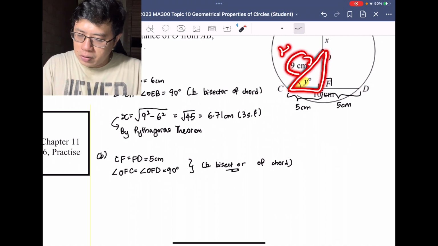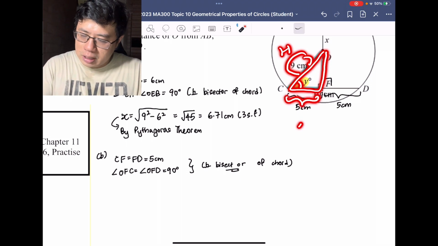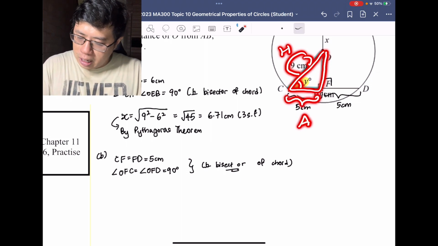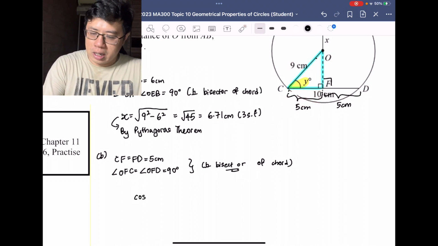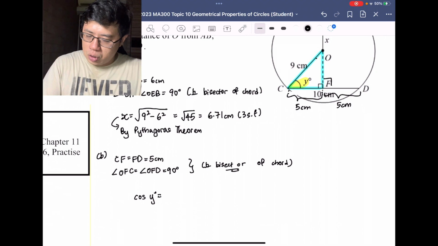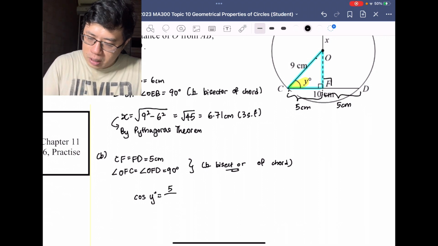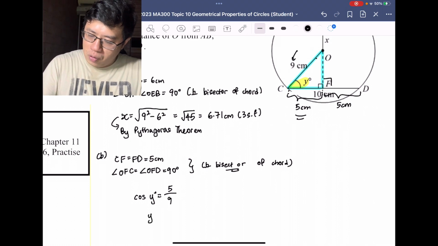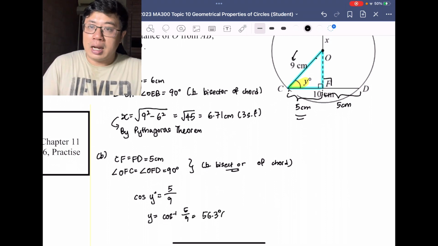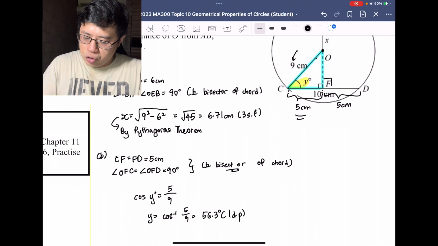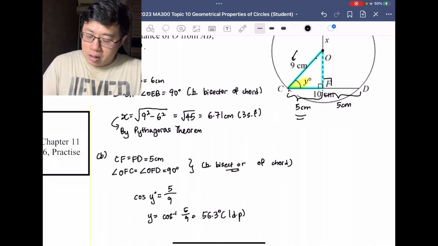Just observe this. You can see that this part here will be the hypotenuse, this is the angle, and this part will be the adjacent. So we can use cosine. Using SOH CAH TOA, cosine y will be equal to adjacent, which is 5, over hypotenuse, which is 9. So y is equal to cosine inverse of 5 over 9, and the answer turns out to be 56.3 degrees, to 1 decimal place. All right, so that's all for question 1.1. Thank you.